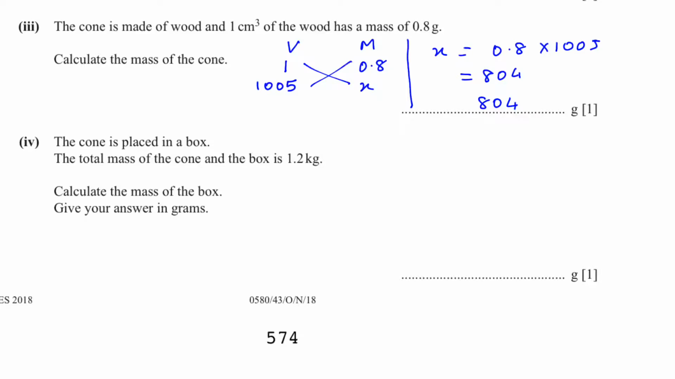We know that the mass, first change kilogram into gram by multiplying by 1000. So 1200 gram is the total mass of the box and the cone. From this subtract 804. This is the mass of the cone. And we will get 396. And the answer is already in grams, so 396 grams.